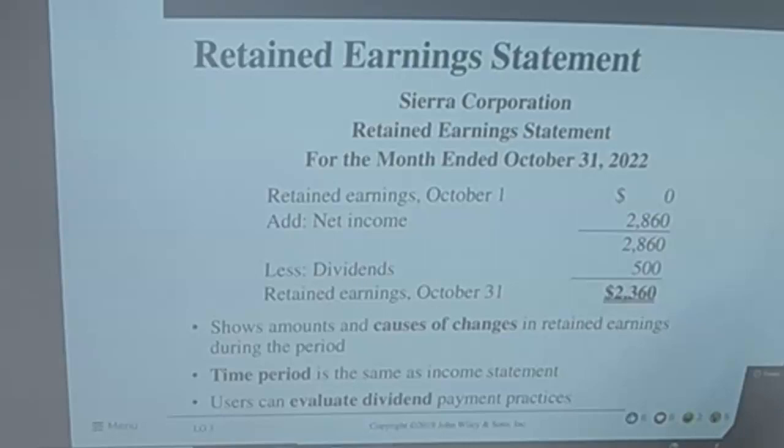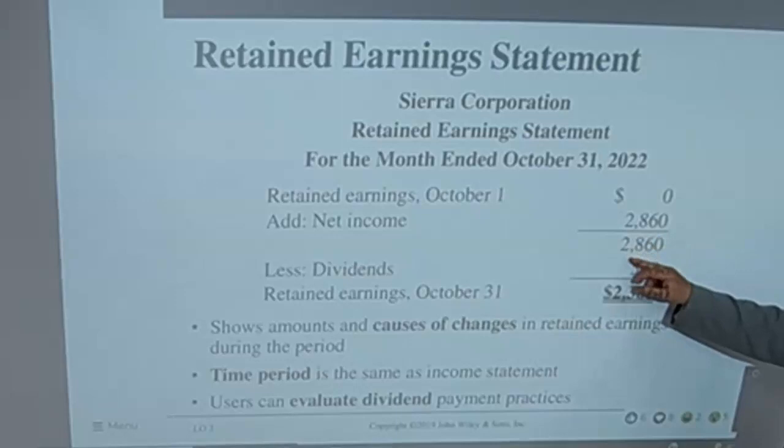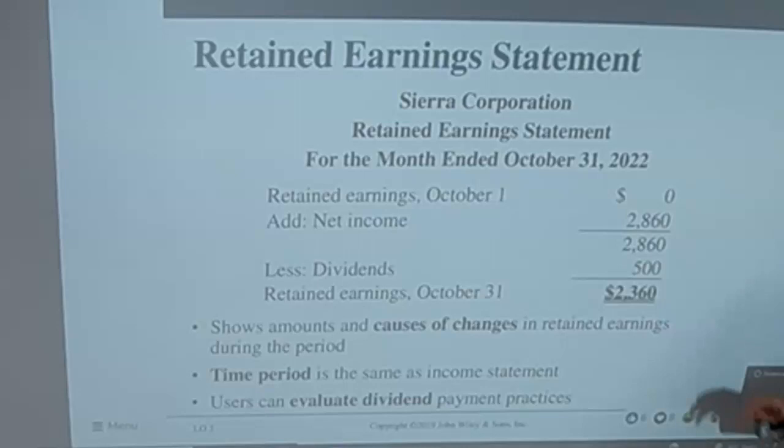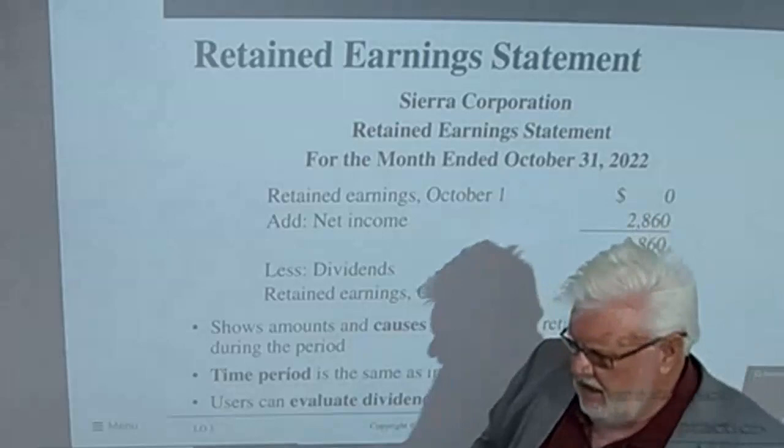Now, if they didn't give a dividend, they would have kept it all. Or if they did a dividend exactly equal to the net income, then there'd be no change in the retained earnings. But that is the retained earnings. All right? It's a time period, same as the income statement.